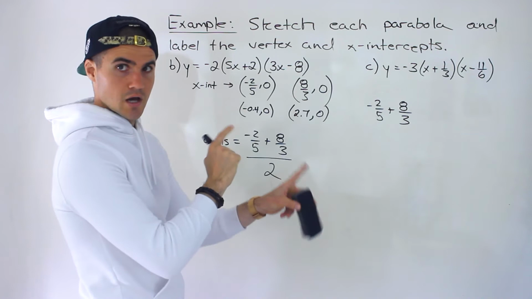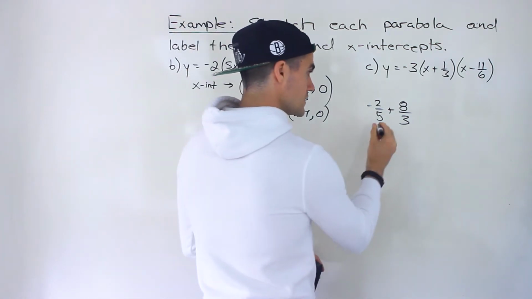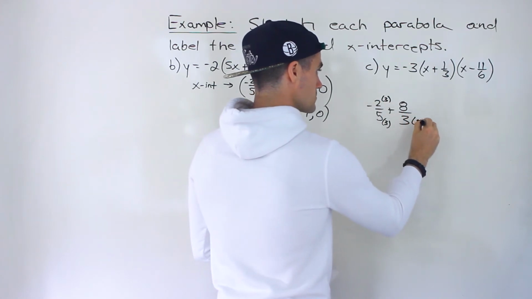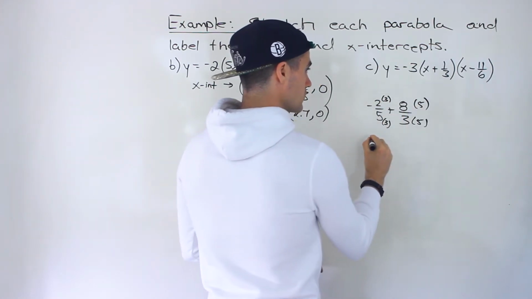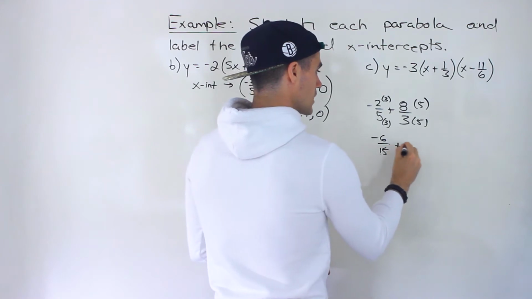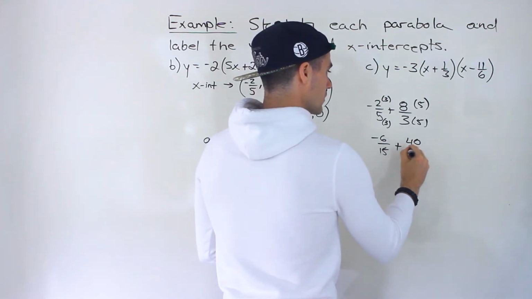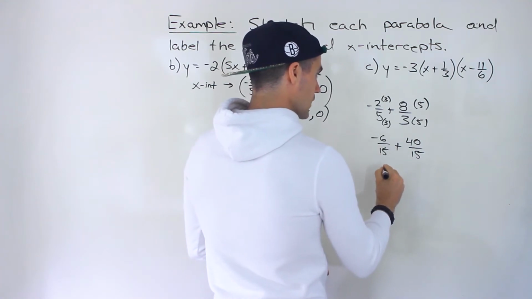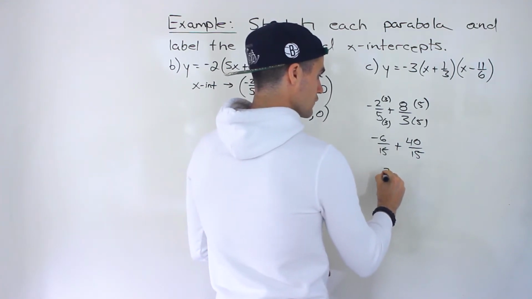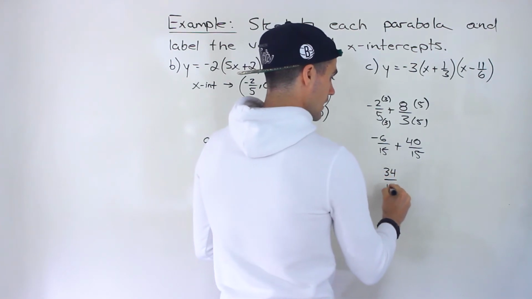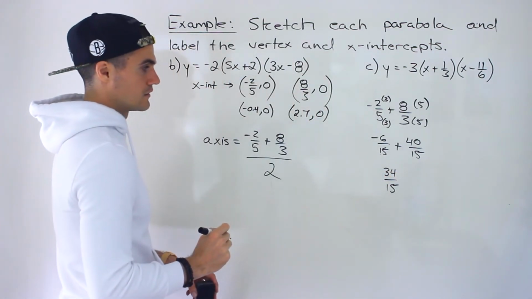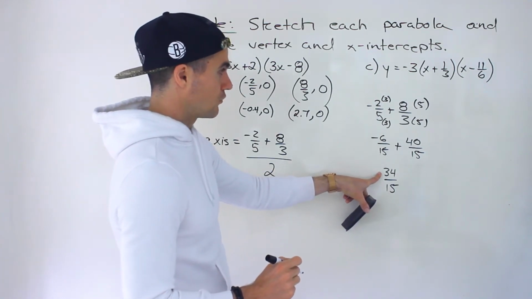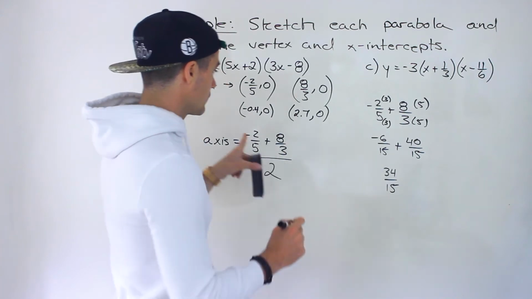So we need a common denominator here, which would be 15. That would be the lowest common denominator. So multiply this by 3, multiply this by 3, multiply this by 5, multiply that by 5. So we'd end up with negative 6 over 15 plus 40 over 15. Okay, so that's going to give us what? Negative 6 plus 40 would give us 34, and then that's going to be over 15, like that.